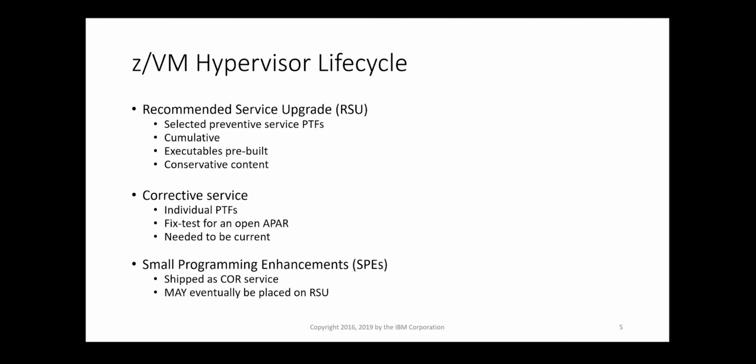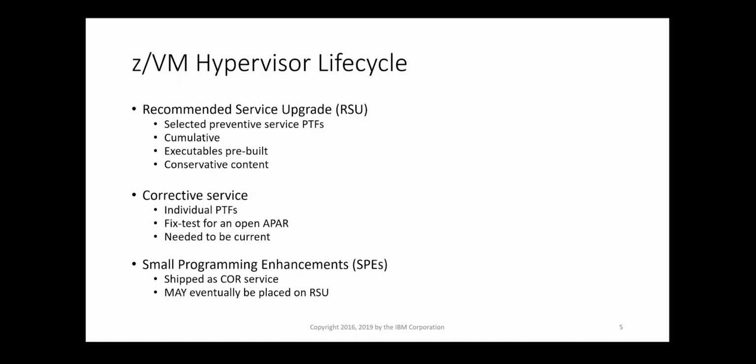And I have small programming enhancements here, or more properly known now as new function APARs. Now that z/VM is in a continuous delivery model, these new functions are coming out as APARs, which means they will come out as corrective service. Maybe in a year, 18 months, 2 years, they might start showing up on RSUs. Maybe. Again, it goes to how impactful that new function APAR was to the stability of the system, or if it changed the behavior of the system in a major way, we try to keep those off the RSU.